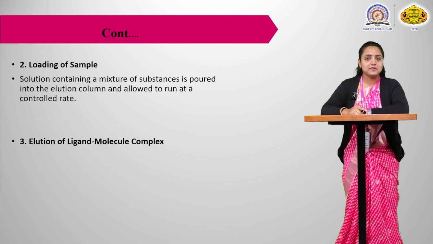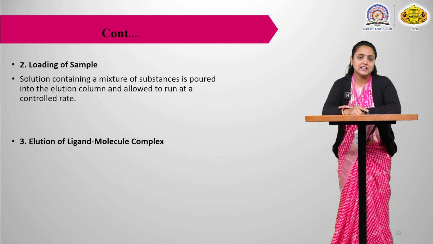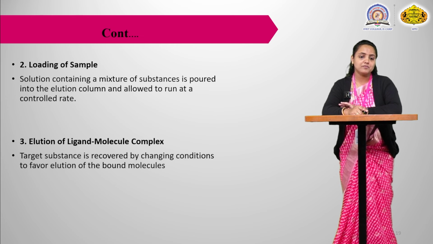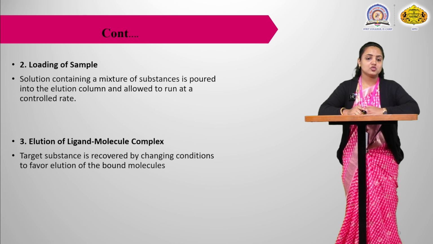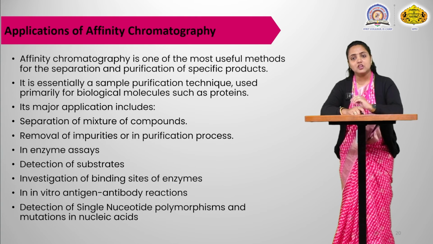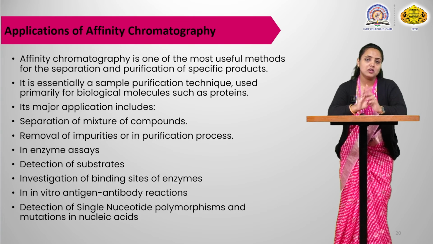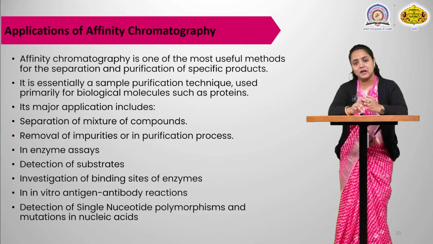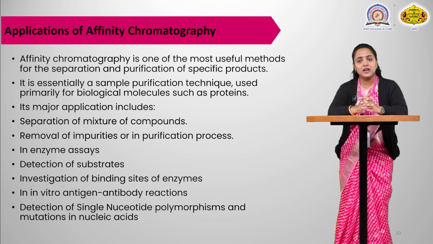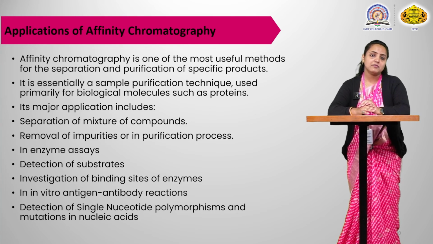And then your third step is elution. When there is binding of a ligand to a protein of interest or the target enzyme, then you have to elute the molecule. Target substances are recovered by changing the conditions to favor elution of the bound molecules. So this was about affinity chromatography, and this is how it works. The three main things you have to remember are the matrix, a ligand and a spacer arm.